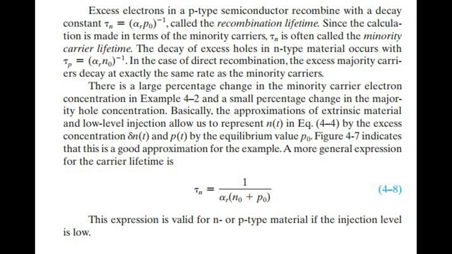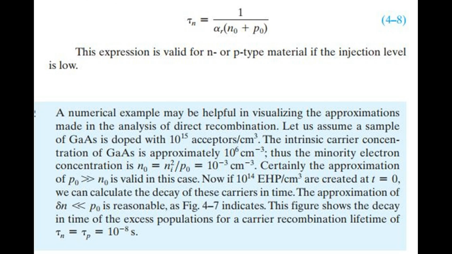Example 4.2. A numerical example may be helpful in visualizing the approximations made in the analysis of direct recombination. Let us assume a sample of gallium arsenide is doped with 10^15 acceptors per cubic centimeter. The intrinsic carrier concentration of gallium arsenide is approximately 10^6 per cubic centimeter, thus the minority electron concentration is n0 equal ni²/p0 equal 10^-3 per cubic centimeter. Certainly the approximation of hole concentration much greater than electron concentration is valid in this case.